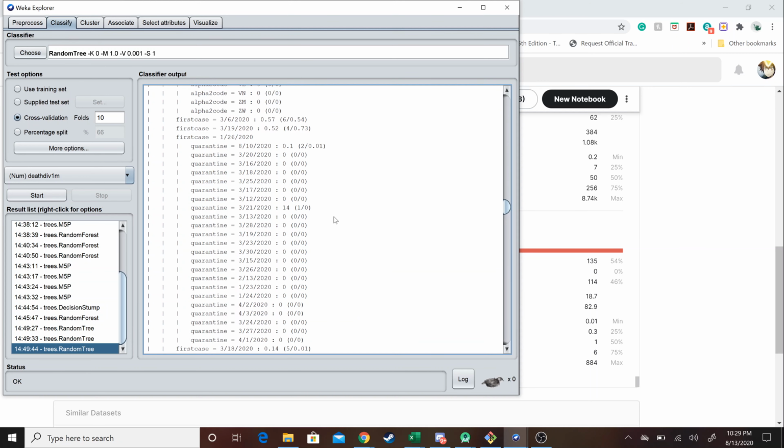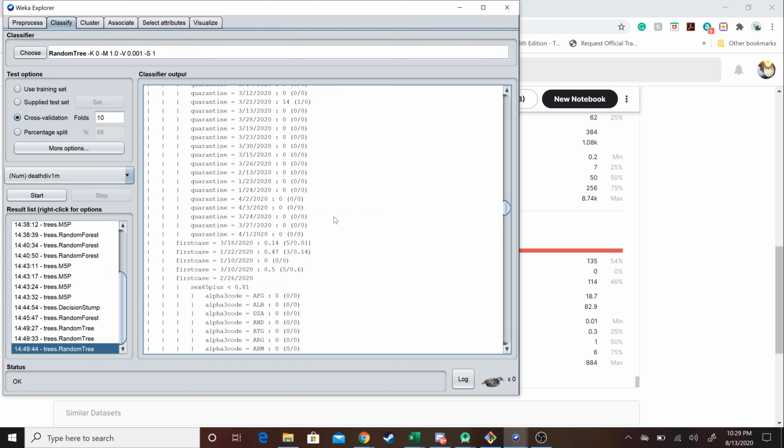Very long model. Date of quarantine, very important. And the model seems to back that up. When they started quarantine is a factor.